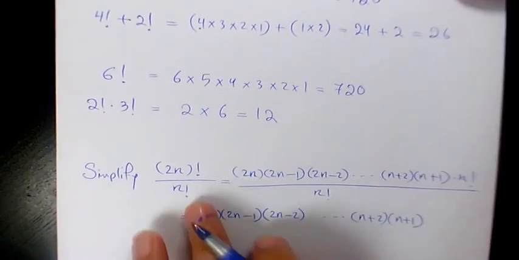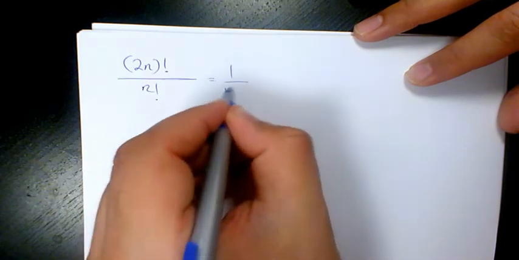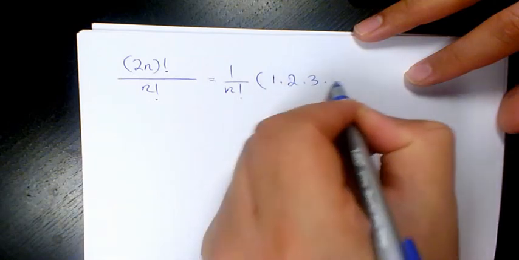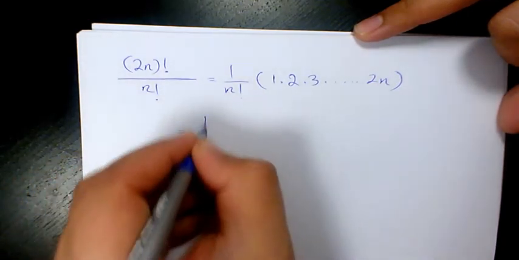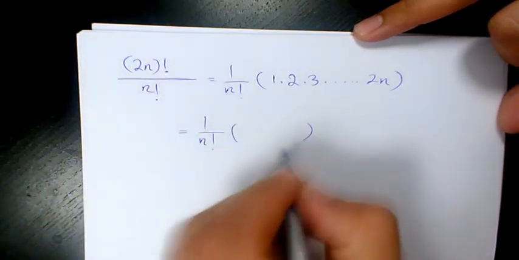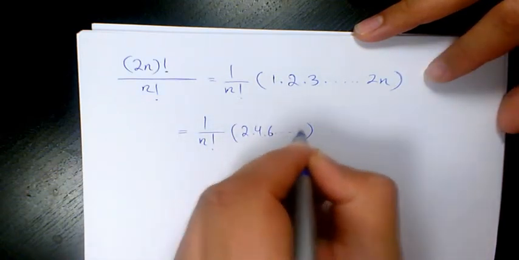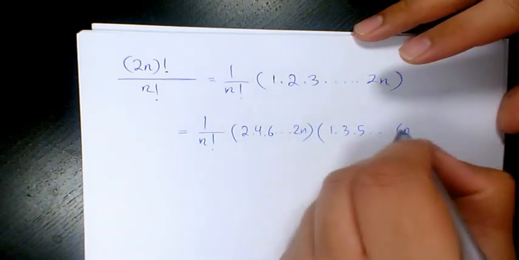Another way to simplify this expression, I'm going to say (2n) factorial over n factorial. That's basically going to be 1 over n factorial, and the numerator is (2n) factorial, which means 1 times 2 times 3 all the way to 2n, which you can write as 1 over n factorial times, if you separate the even numbers and odd numbers, 2 times 4 times 6 all the way to 2n, multiplied by 1 times 3 times 5 all the way to (2n minus 1).